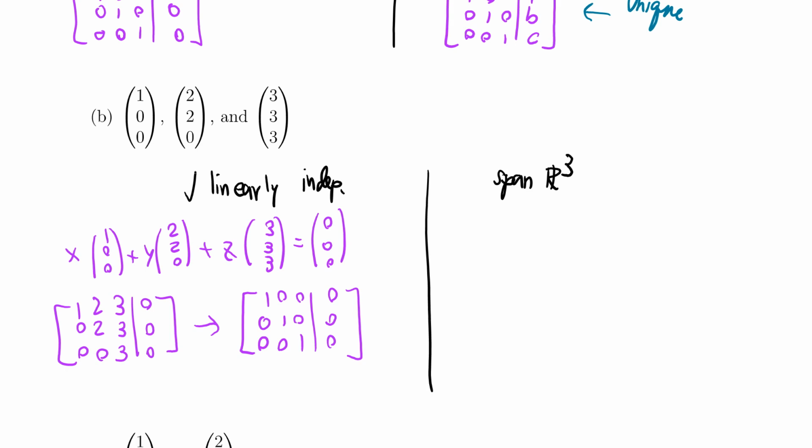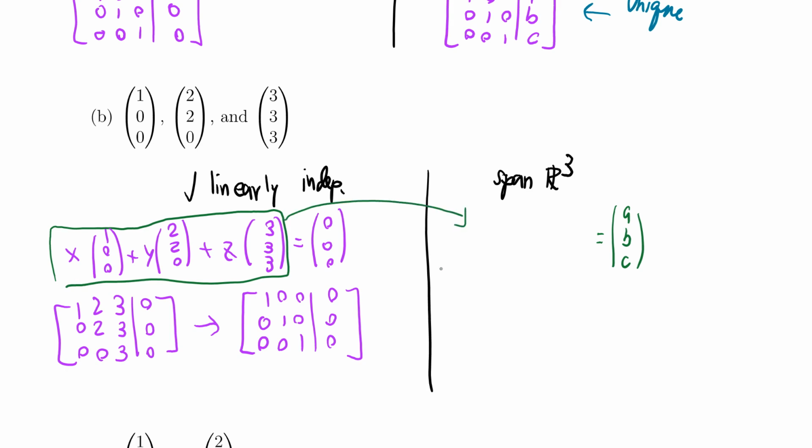Now then, do they span R cube? In other words, can I write any vector in R cube as a linear combination of these three vectors? Now it's actually just going to be the same left-hand side, so I'm just going to copy that down here. You can go ahead and write the augmented matrix and row reduce, but let me just conclude that indeed there is going to be a solution, and so they span R cube. So they basically form a basis for R cube.